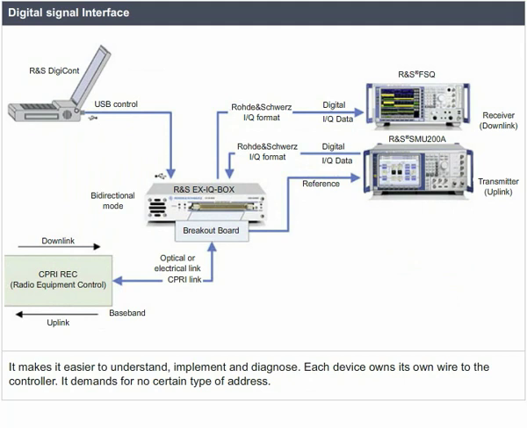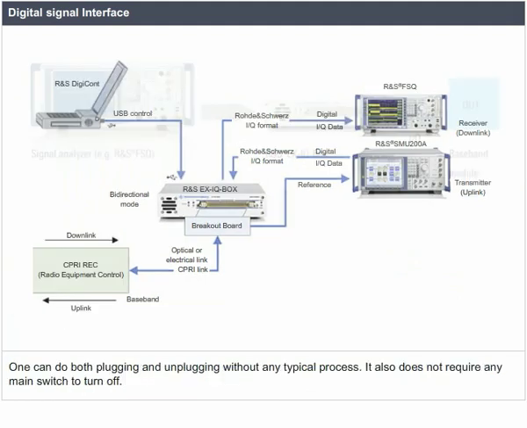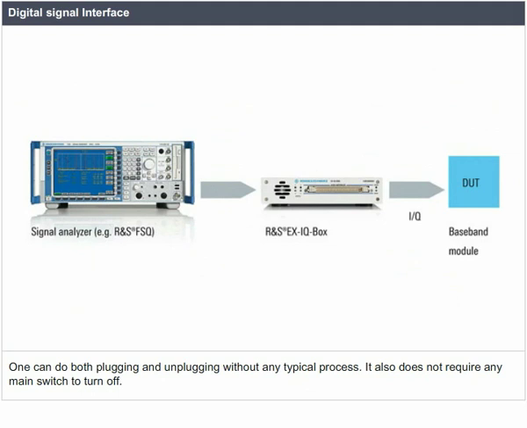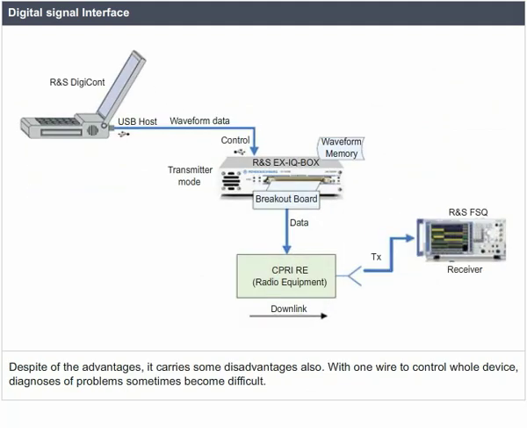Each device owns its own wire to the controller. It demands no certain type of address. One can do both plugging and unplugging without any typical process. It also does not require any main switch to turn off. Despite the advantages, it carries some disadvantages also. With one wire to control the whole device, diagnosis of problems sometimes becomes difficult.